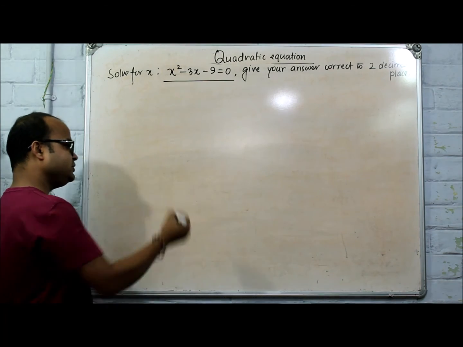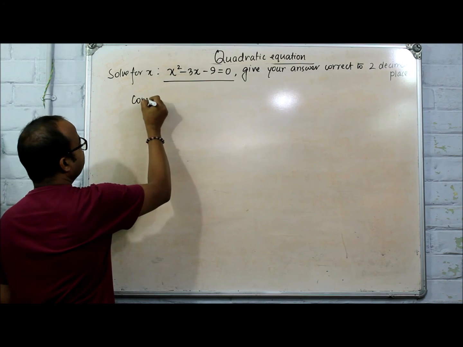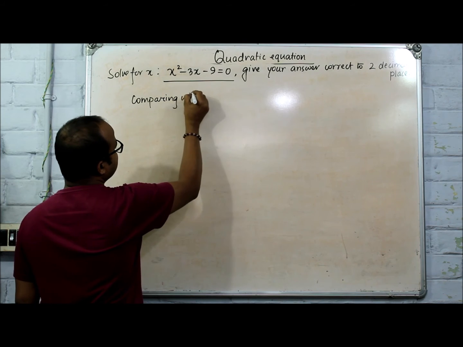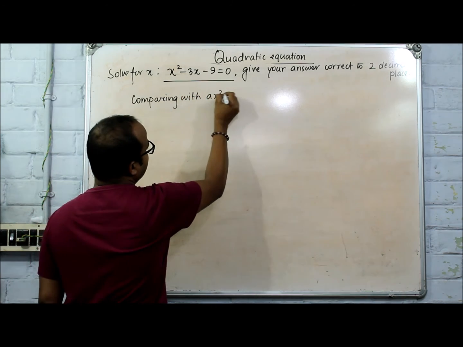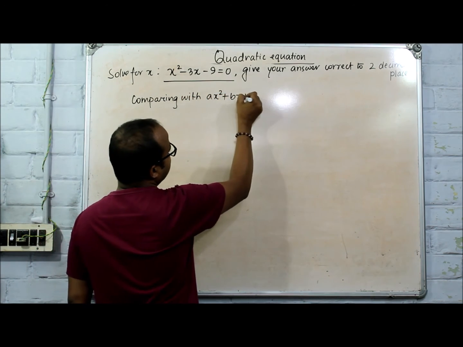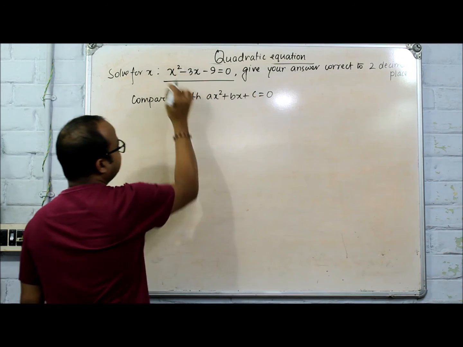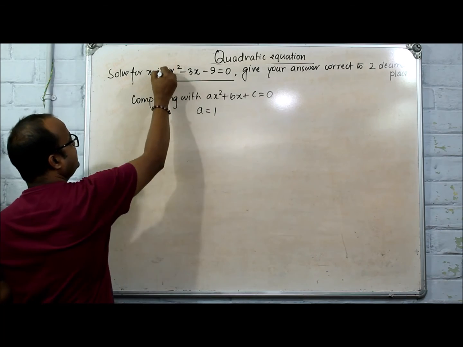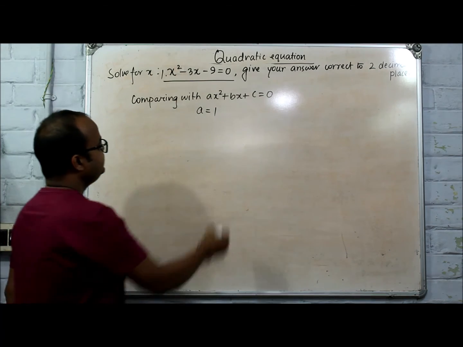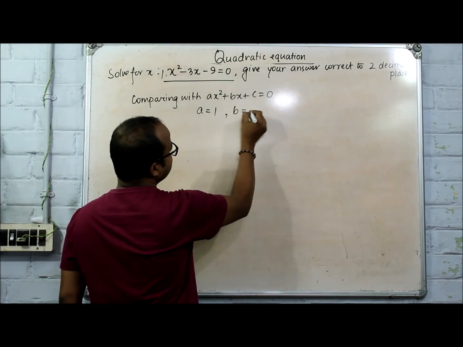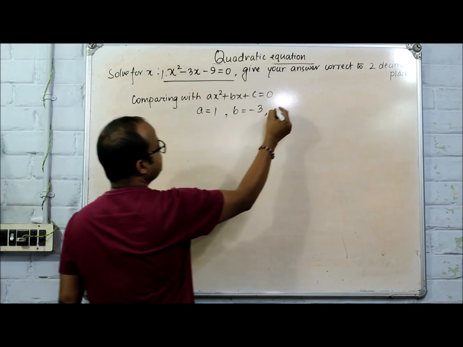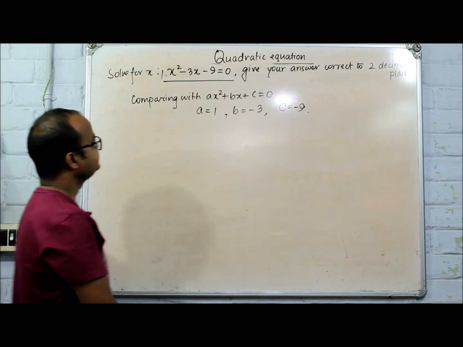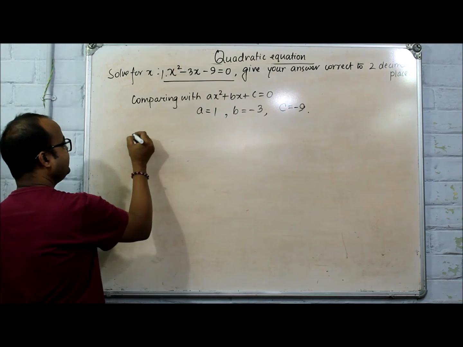So we compare with the standard form, ax square plus bx plus c is equal to 0. You get a is equal to 1, x square can be written as 1 into x square. b is equal to minus 3, and c is equal to minus 9. So now apply the formula.